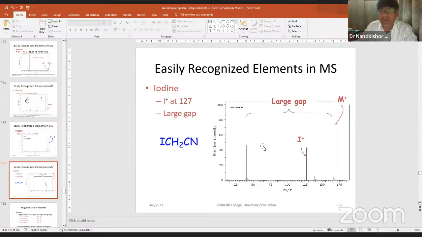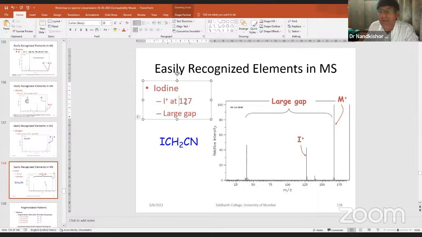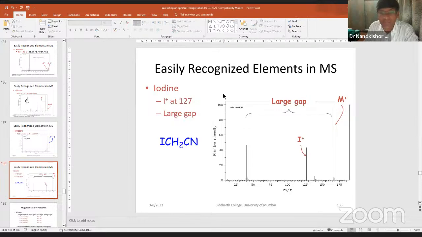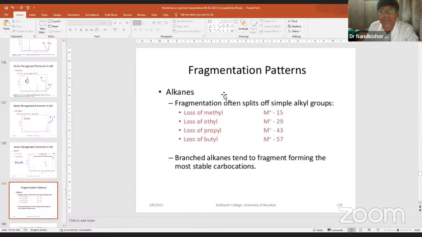Another easy thing to understand: whenever iodine is present in the molecule, there is a gap between the observed peaks, because the mass of iodine is 127. Whatever alkyl groups fall off will fall further down. So the gap will be huge, and that gap indicates the presence of iodine in the molecule.